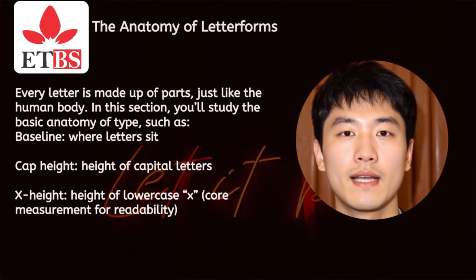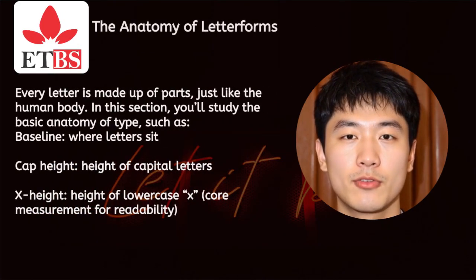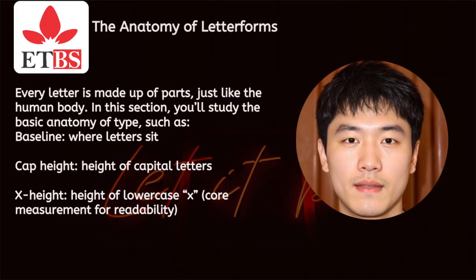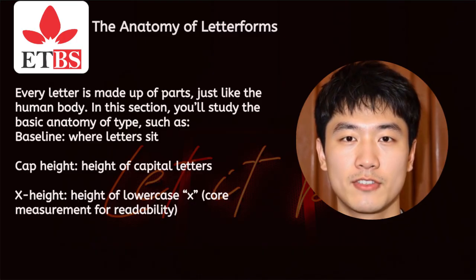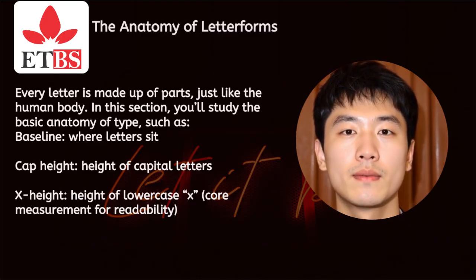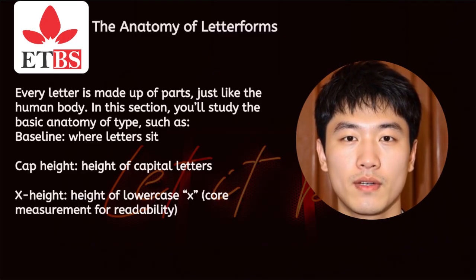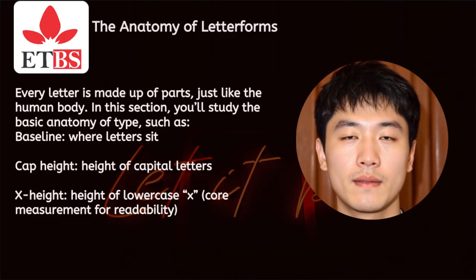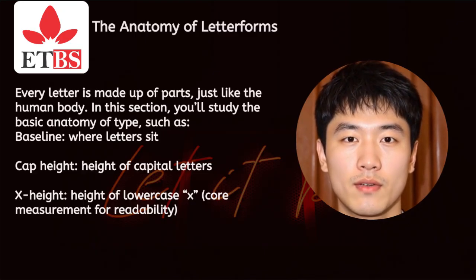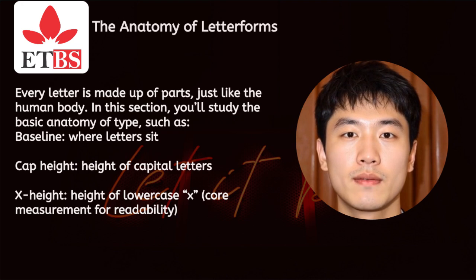3. The anatomy of letter forms. Every letter is made up of parts, just like the human body. In this section, you'll study the basic anatomy of type, such as baseline, where letters sit, cap height, height of capital letters, x-height, height of lowercase x, core measurement for readability, ascenders, descenders, parts of letters that go above or below the x-height, counter, enclosed or partially enclosed spaces, like in O or E, stem, bowl, spine, terminal, finial, structural components of letter forms.